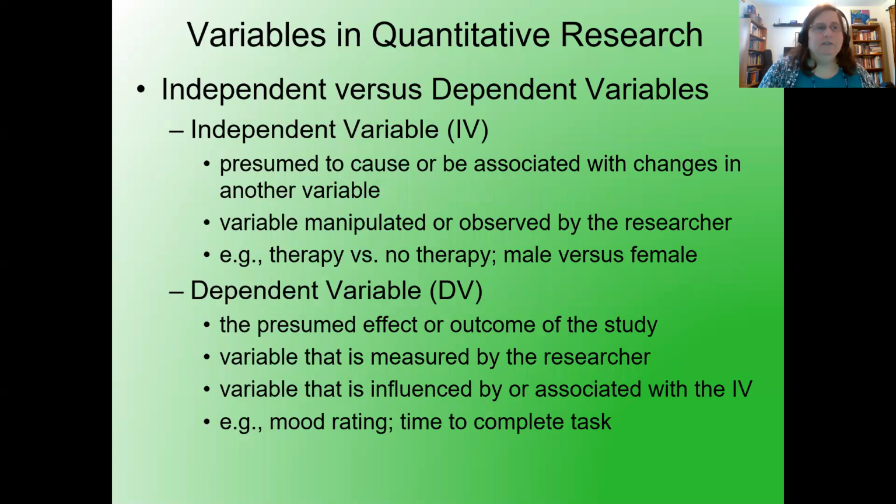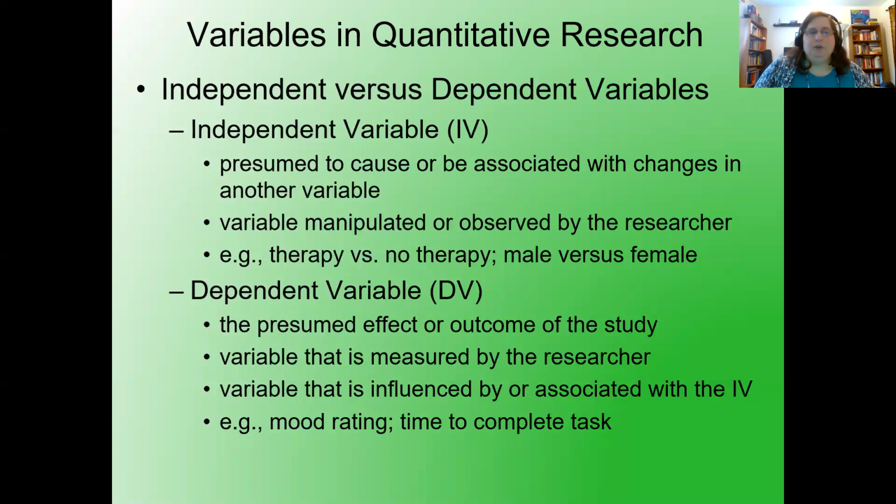Let's move on to independent versus dependent variables. Okay, this is probably just like perhaps the last slide, something you may have talked about in slide 245 in a statistics class. The independent variable is presumed to cause or be associated with changes in another variable. It's the variable that's manipulated or observed by the researcher.